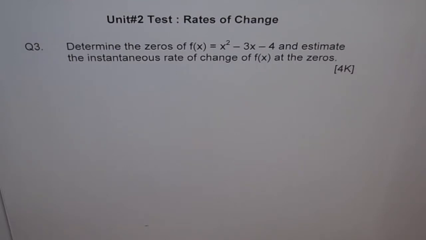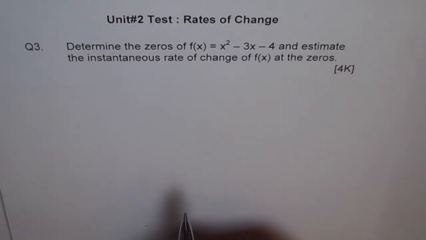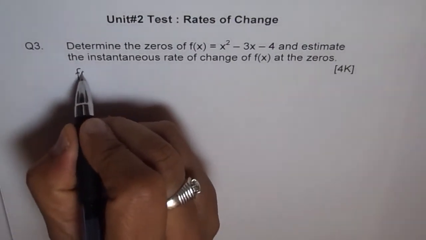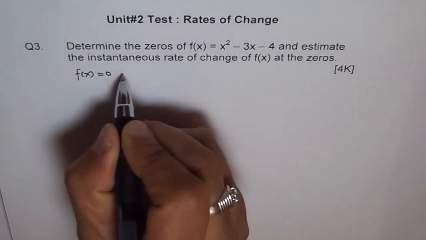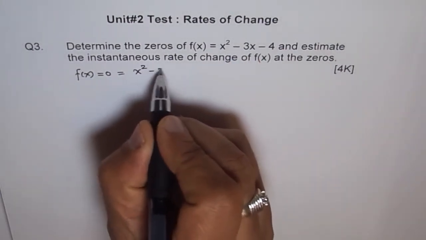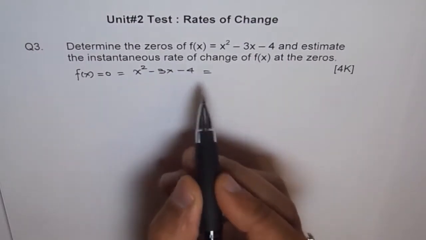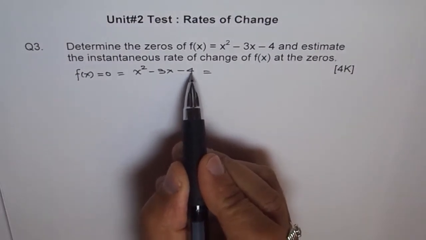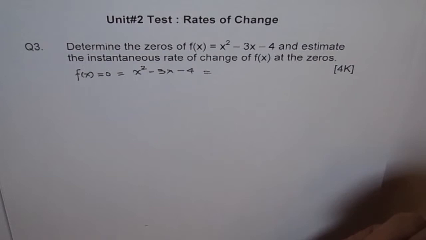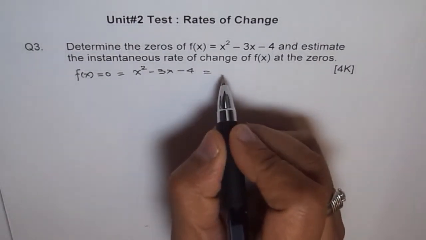Now first part is to find the zeros of the function, right? That should be easy. So zeros means your f of x should be equal to 0, right? And what is f of x? It is x squared minus 3x minus 4, which I can factor, right? We need product of minus 4 and sum of minus 3. So that is 4 and 1, right? But 4 should be negative and 1 should be positive, correct?